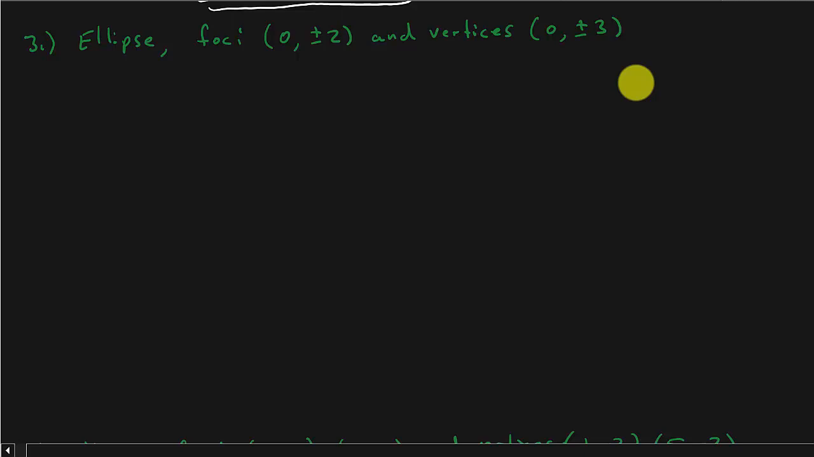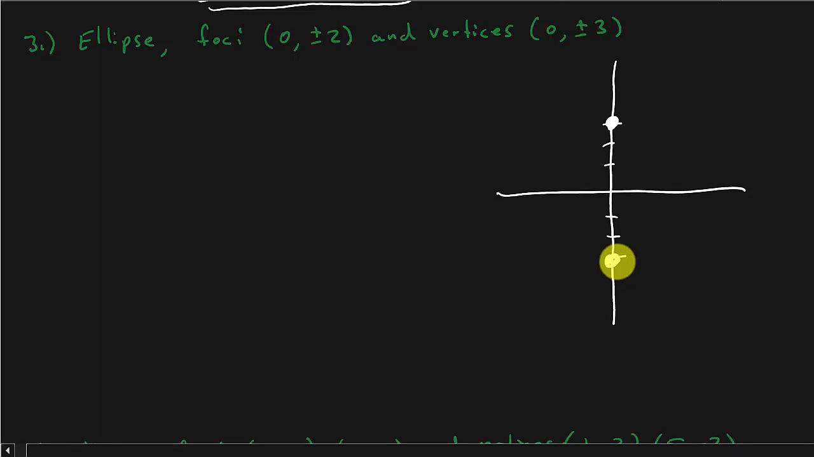Okay, so let's see what we got to do here. So for this one, I think what I want to do is, let's see, 1, 2, 3, 1, 2, 3. I wanna plot my vertices. Remember, that's the major axis, right? When you plot your vertices, that's the major axis. And so that tells me that we have x squared plus y squared equals 1.